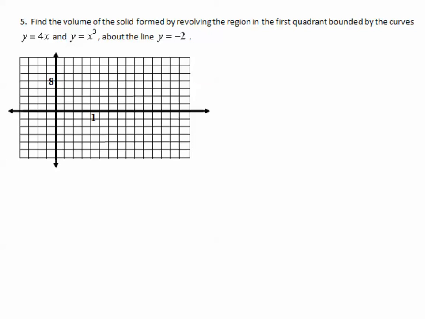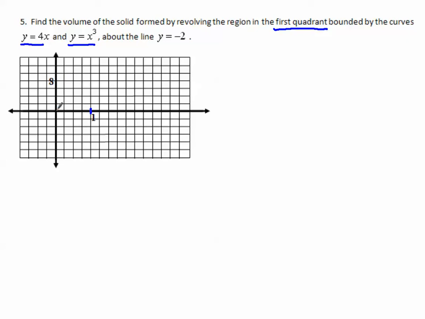Let's look at a few more examples. Number 5, find the volume of the solid formed by revolving the region in the first quadrant, bounded by the curves y equals 4x, y equals x cubed, about the line y equals -2. Notice the adjustment on the x-axis. This is 1 unit, whereas counting up 4 blocks is 8 units. That's just going to help to maximize our viewing window.